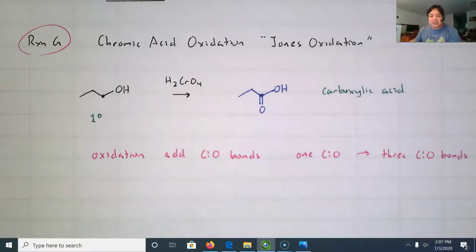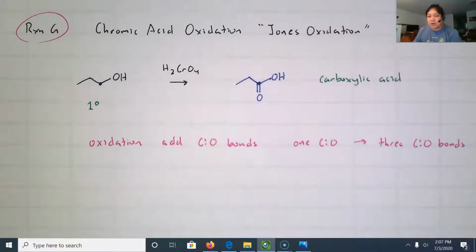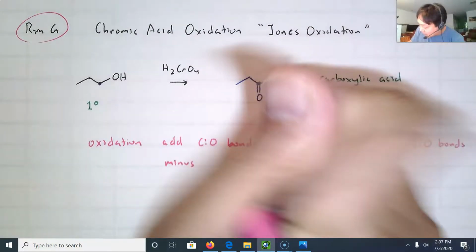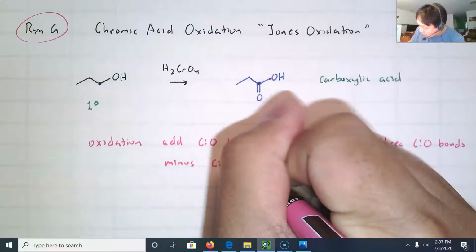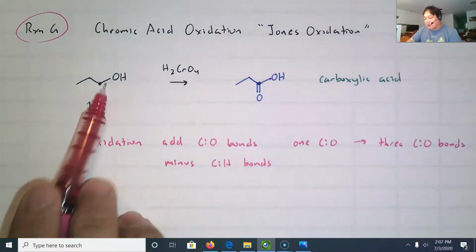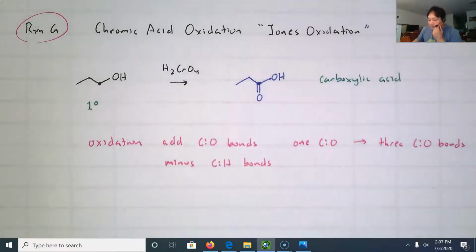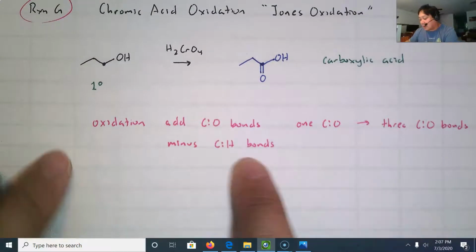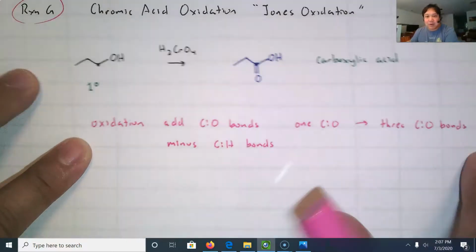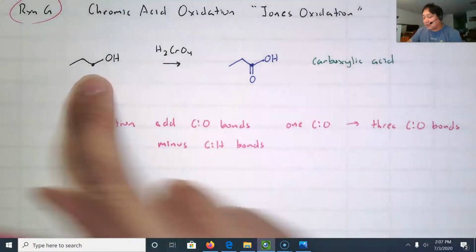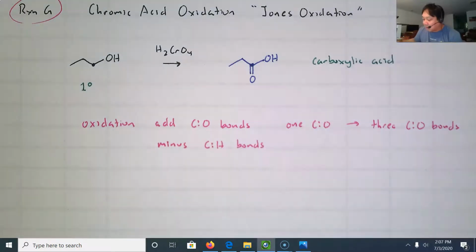Another way you can think about oxidation is you reduce or lower the number of carbon-hydrogen bonds. So you subtract CH bonds. Take a look at this carbon here. It has 2 bonds to hydrogen. Now that carbon has 0 bonds to hydrogen. What's more important, not necessarily the definition or how we're going to recognize oxidation, but what you oxidize to. You oxidize a primary alcohol to a carboxylic acid using Jones oxidation.